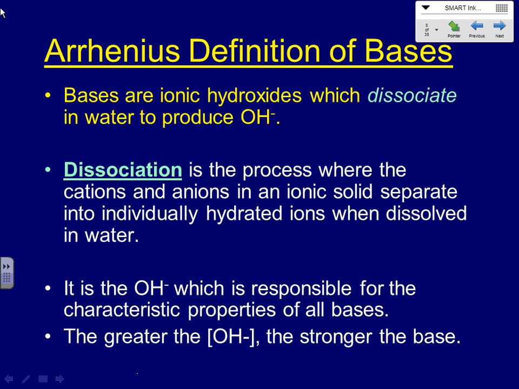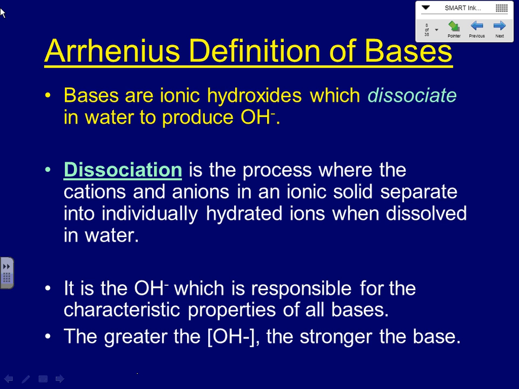So the Arrhenius definition was the first idea of what makes acids acids and what makes bases bases. But on Monday, I'm going to introduce you to another idea. It's called the Bronsted-Lowry theory, and it's a better theory to explain how acids and bases behave.